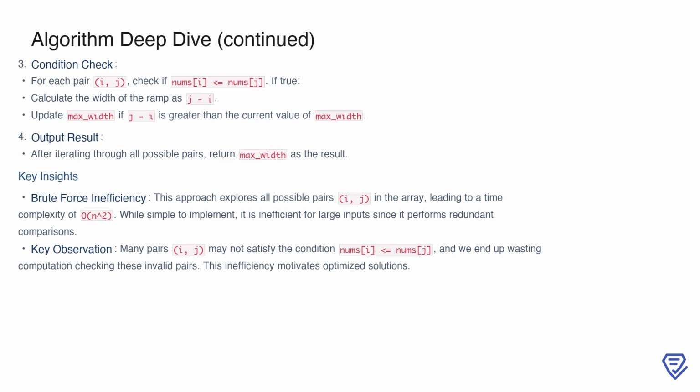However, while this brute force approach is straightforward, it comes with a significant downside. Because we are examining every possible pair in the array, the time complexity is O(n squared). For large arrays, this can result in a lot of redundant computations. A key observation here is that many pairs (i, j) do not satisfy the condition nums[i] <= nums[j], meaning we end up performing unnecessary checks. This inefficiency motivates the need for more optimized solutions.